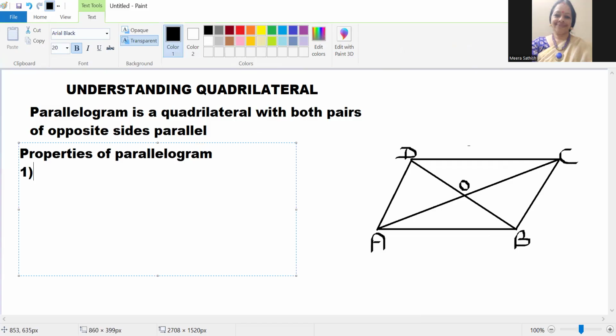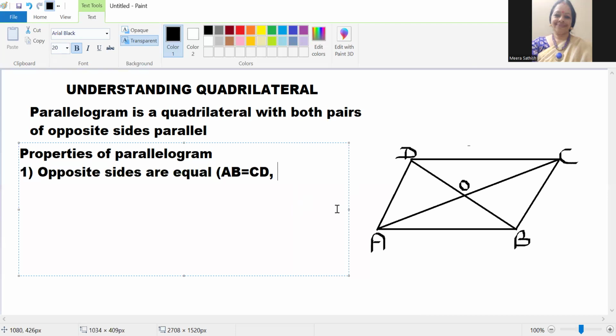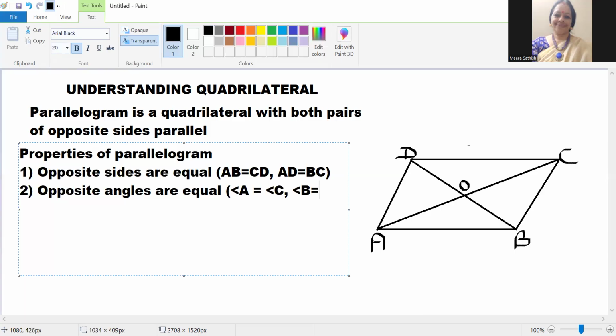What are the properties? Opposite sides are parallel as per the definition. Then opposite sides are equal. That means AB equal to CD, and the other pair AD equal to BC. Opposite sides are equal. Next, opposite angles are equal. That means angle A equal to angle C and angle B equal to angle D.